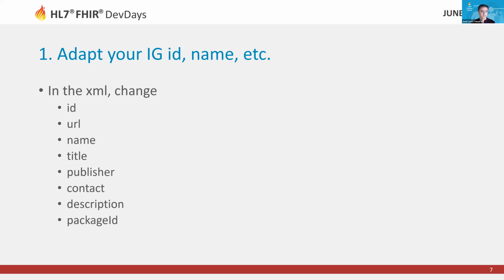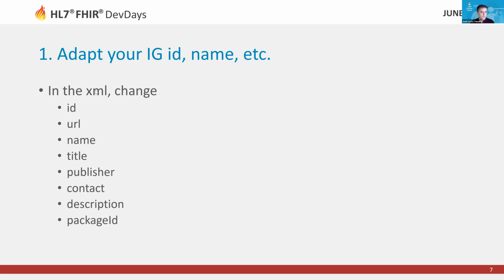Yeah, so these are the things that you should change at least. The ID of the implementation guide, the URL where it's going to be hosted, the name, the title, the publisher, the contact person, the description, of course, and a package ID. Give it a package ID. It's really important to have a package ID there for one of the steps at the end.